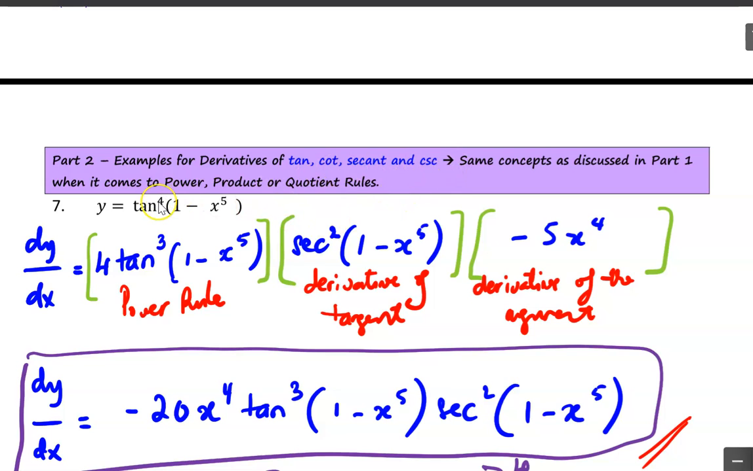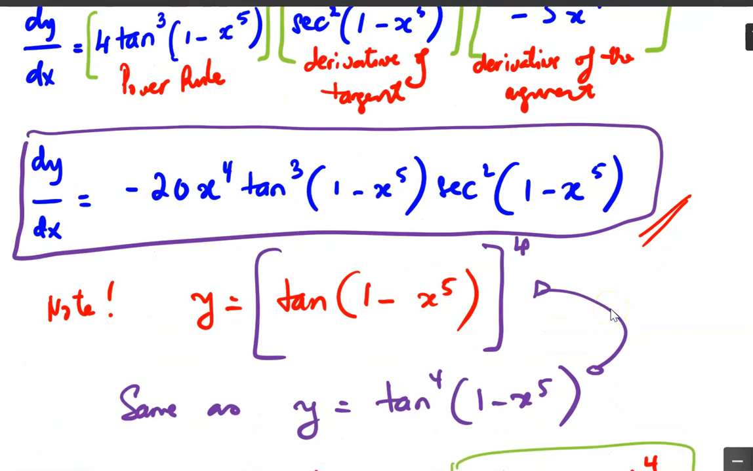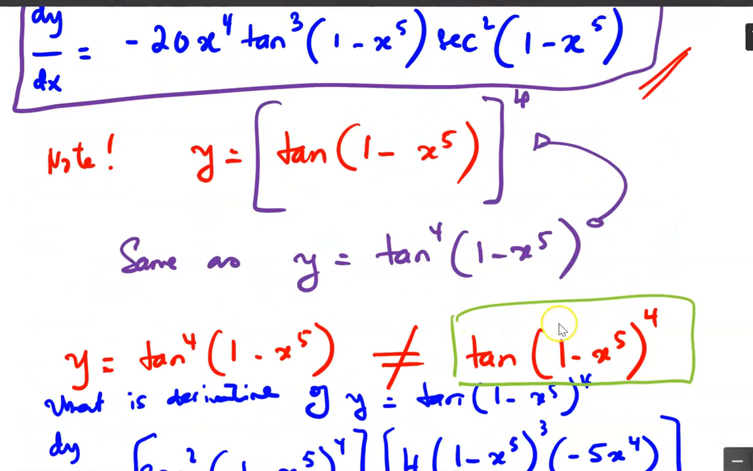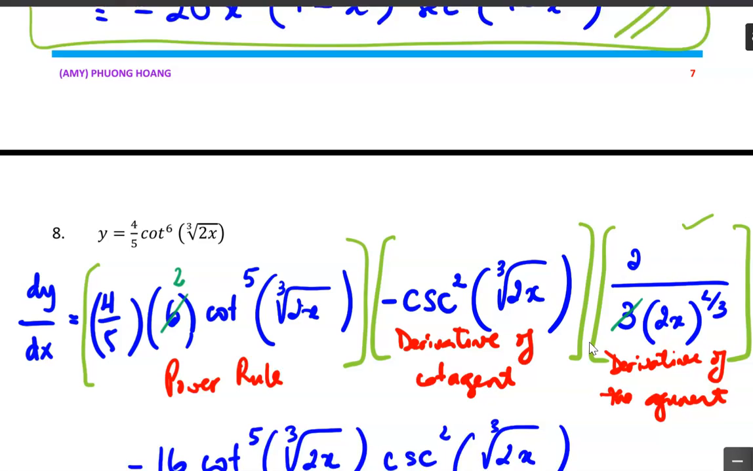So again, I emphasize that with the power rule, you make sure that you apply the power rule here, the derivative of the trig function, and then the derivative of the argument, they all multiply with each other. Okay, I also emphasize the difference between the exponent for the trig function and the exponent for the argument. They are totally different from each other.